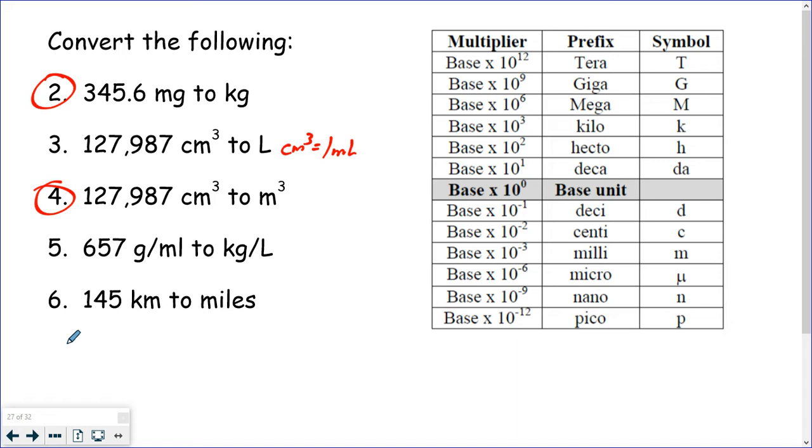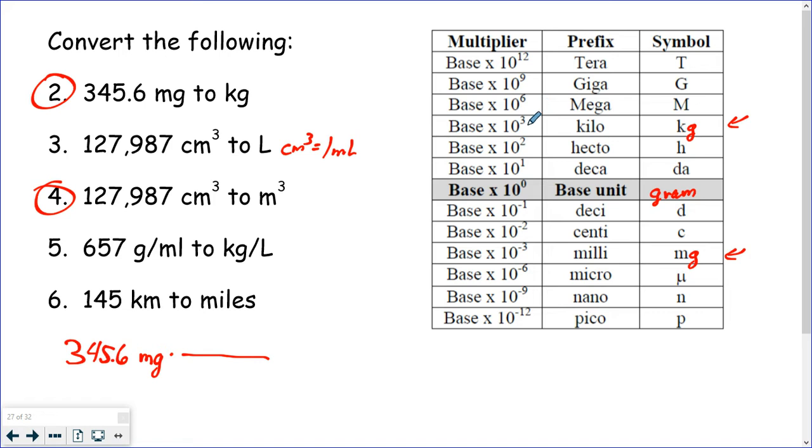For number 2, we're going to take 345.6 milligrams, and we want to convert to kilograms. So I want to multiply by this ratio here. We want to know how the milligram relates to kilogram. I go to my chart here. The base unit is the gram. We're measuring mass. I go to the milligram. That's down here. So I want to relate this, the milligram, to the kilogram up here.